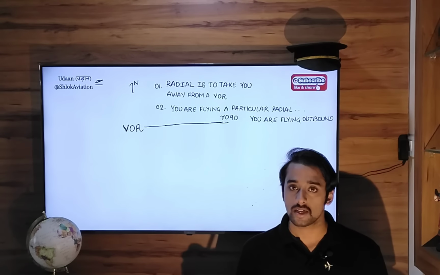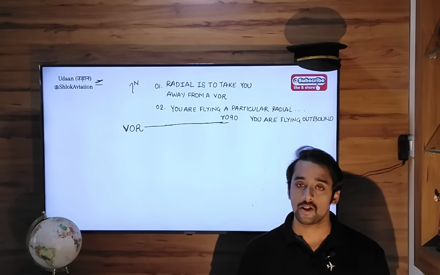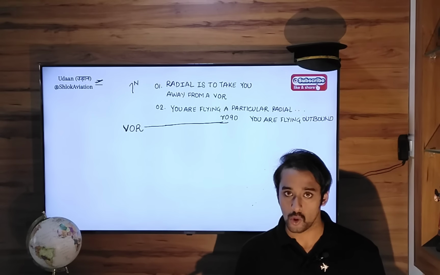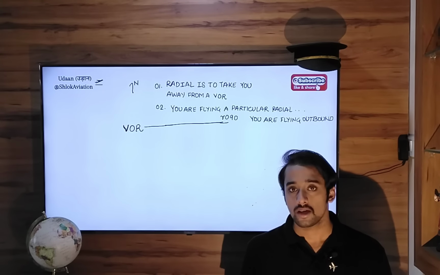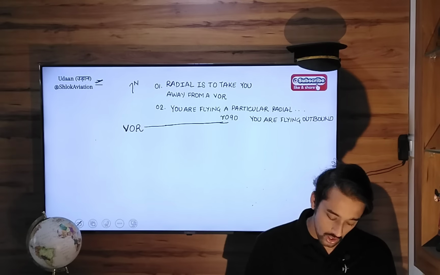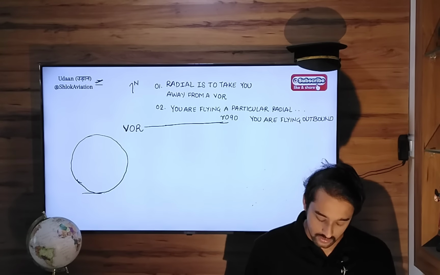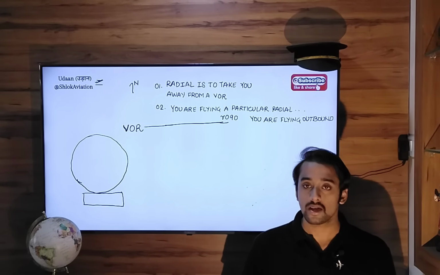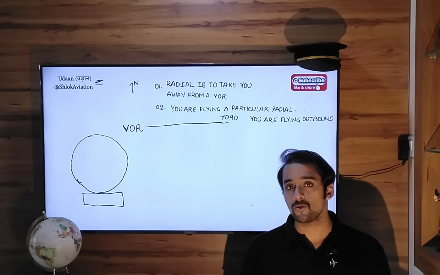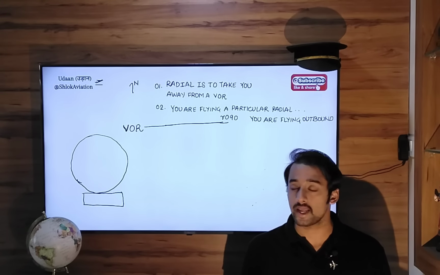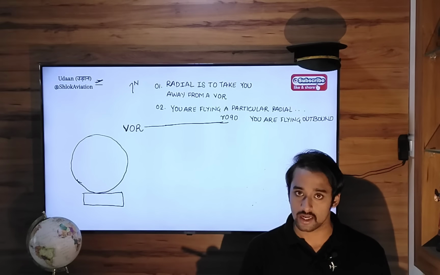So these two important statements are given here. Radial takes you away from the VOR station, and when you fly a radial, you are flying outbound from a VOR station. Now, whenever we talk about VOR station, which is a ground equipment, there is a corresponding airborne equipment, which is your OBS selector. In this OBS selector, you can give an input of the bearing you want to fly. Meaning, if you want to fly outbound from a VOR station, you can put the radial in this. If you want to fly inbound, you can put the reciprocal of that particular radial in this.